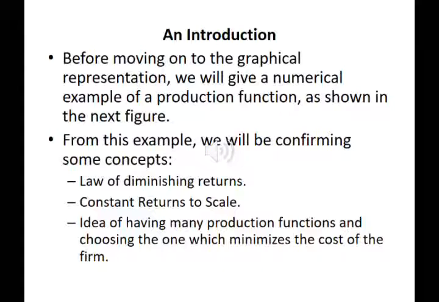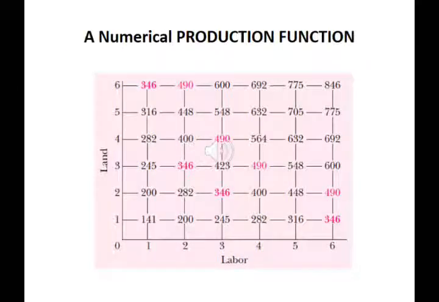I will also be using the same example to show you what we mean by constant returns to scale. If you remember this concept we studied before, we're going to confirm it using this example. We're also going to use this example to show the idea of having many production functions and the fact that the firm has to choose the one that will minimize its cost of production. Okay, so let's look at this numerical example.